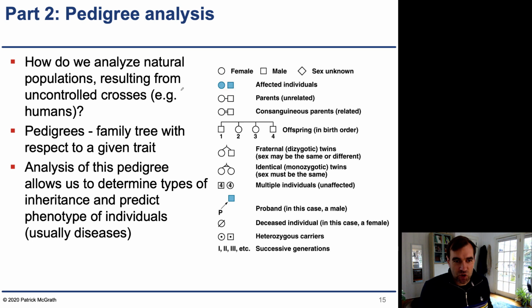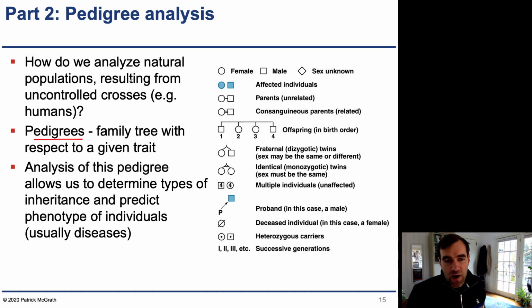These are uncontrolled crosses. A doctor might have a patient come in and they have a disease, it might have a genetic basis, and so they aren't able to determine whether this person has the disease by doing a test cross. Instead, they have to use analysis of existing individuals in order to try to figure out what's going on. And so the tool we use for that is a pedigree. So a pedigree is a description of the crosses that occurred naturally.